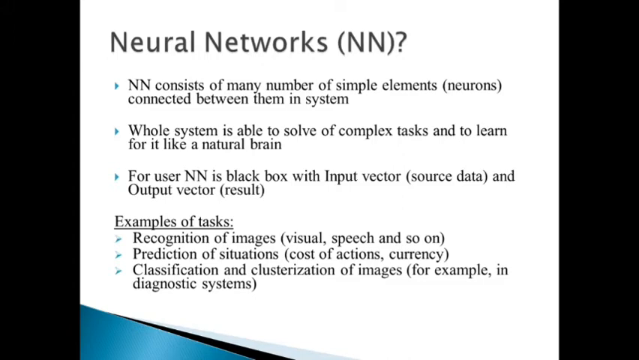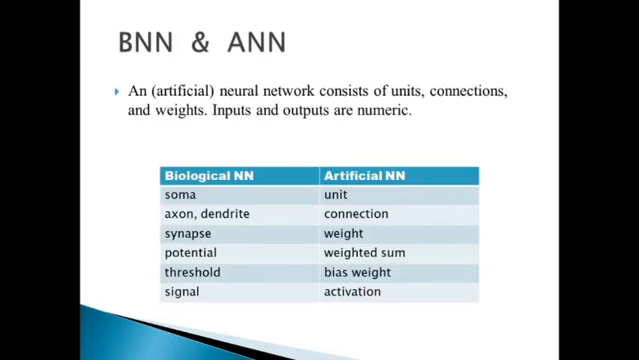And then the prediction of situations: as input vectors we can give the cost of action and the currency. Through these parameters we can identify the situation, and then predict it. Classification and clusterization of images is also done through these neural networks. For example, in diagnostic systems, we can use these neural network concepts for classification and clustering.